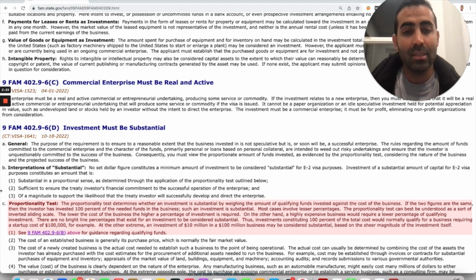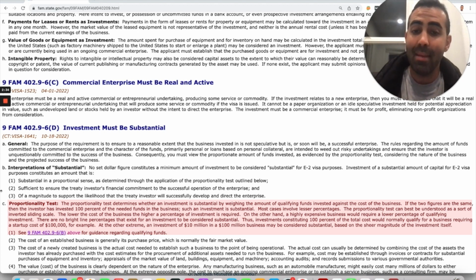Thus, investments constituting 100% of the total cost would normally qualify for a business requiring a startup cost of $100,000, for example. At the other extreme, an investment of $10 million in a $100 million business may be considered substantial based on the sheer magnitude of the investment itself. So thanks for sticking with me while we went through all that legal language. What you can see here is that the regulations surrounding what is considered a substantial investment is not so simple. There are multiple factors that the immigration regulations consider.